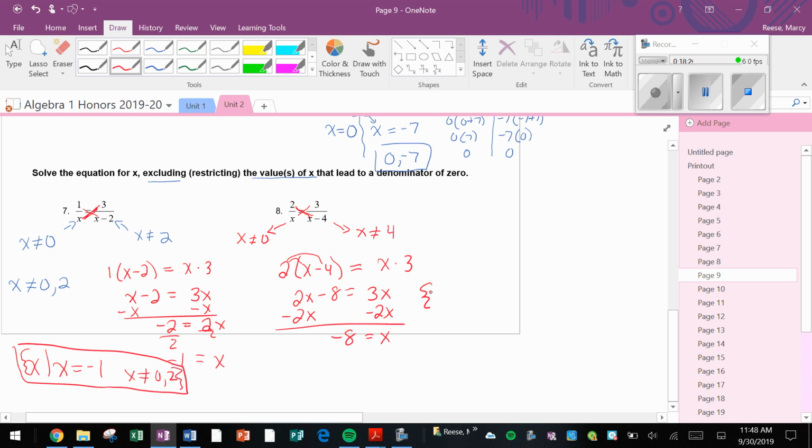I'm going to do it in set notation. X such that x is equal to negative 8, but x can never be, because we've got to tell what the restrictions are, 0 or 4. And there it is. Much neater than number 7.